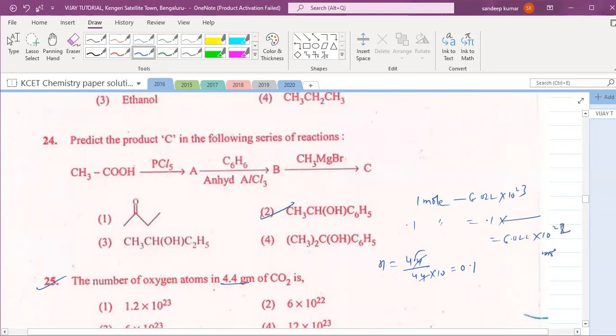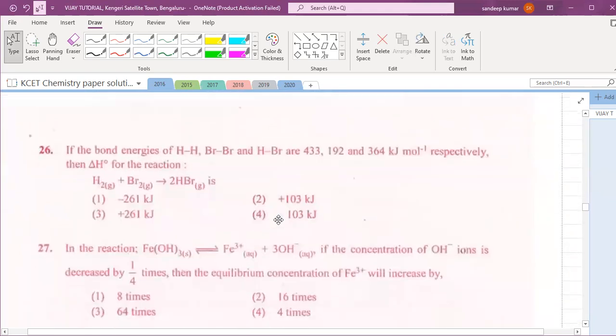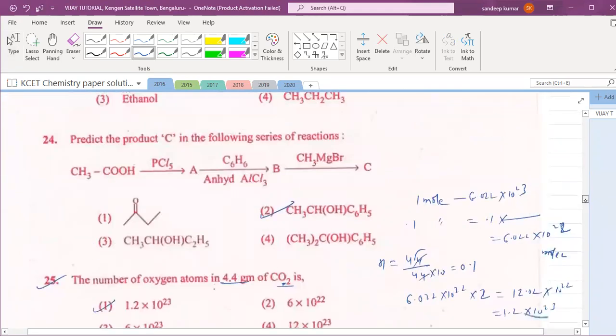And 1 molecule of CO2 contains how many oxygen atoms? 2 atoms, right? So this many molecules will contain 6.022 into 10 to the power 22 into 2, which is 12.04 into 10 to the power 22, or we can write 1.2 into 10 to the power 23. So option A is the correct option. Okay, next, 26.